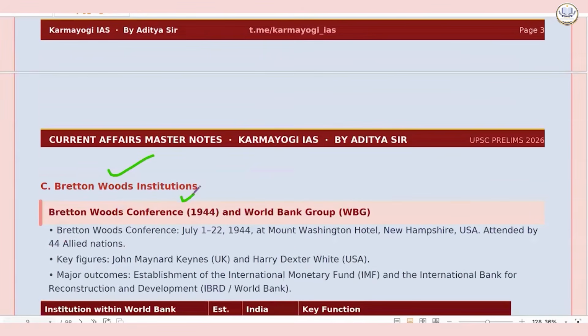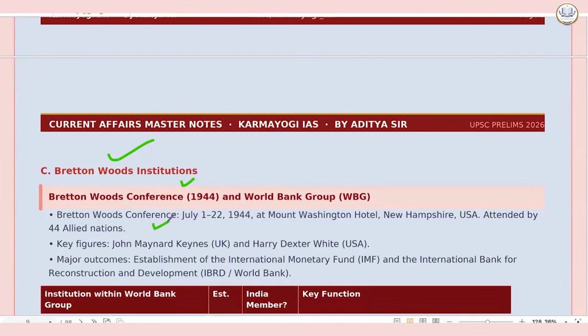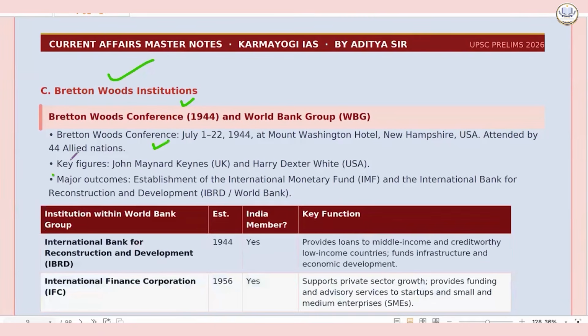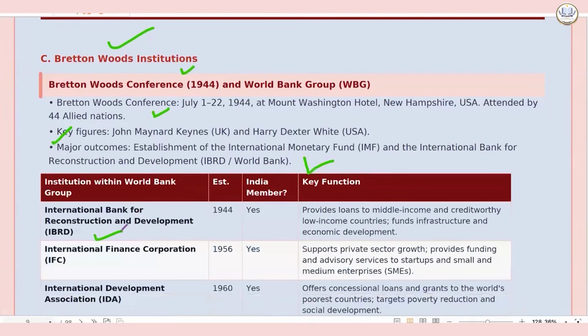Then we have the Bretton Woods institutions. The Bretton Woods Conference happened in 1944 and the World Bank Group was established. The conference was at Mount Washington Hotel, New Hampshire, USA, attended by 45 allied nations. Key figures were John Maynard Keynes and Harry Dexter White. The major outcome was the establishment of the International Monetary Fund, IMF, which is important for examination, and the International Bank for Reconstruction and Development, which is now known as the World Bank. The World Bank has many other organizations also, but these were primarily the predecessor.